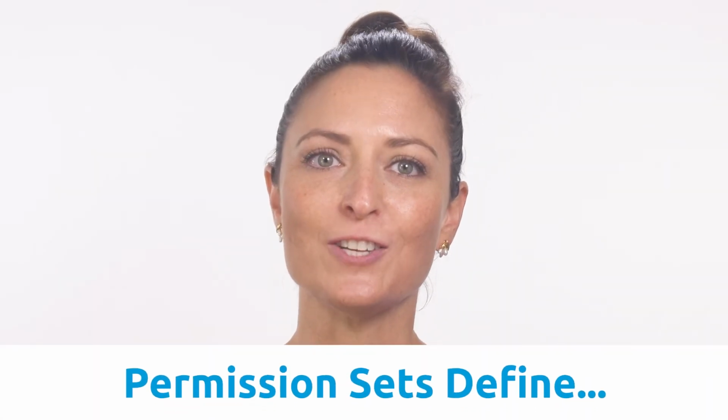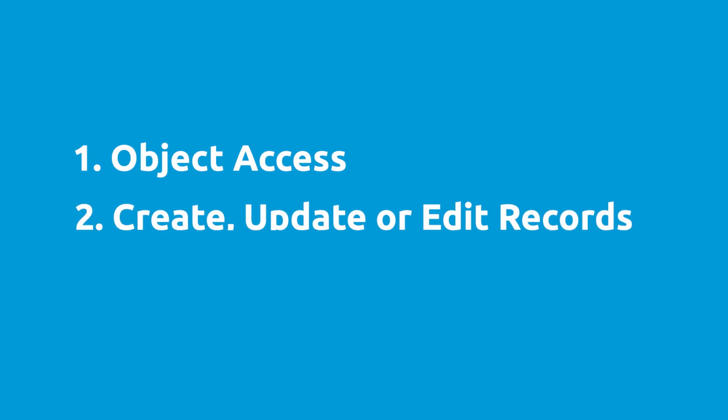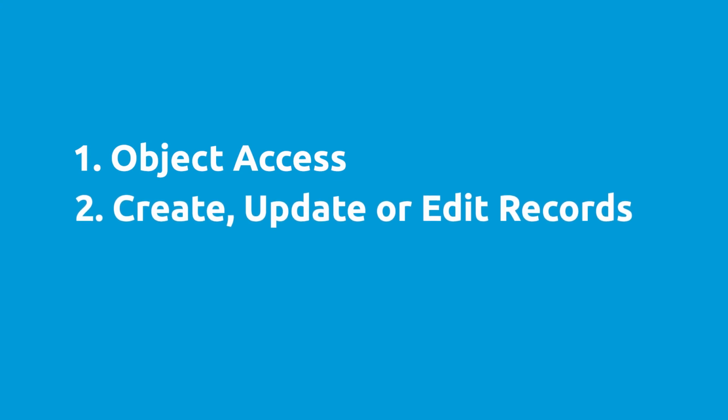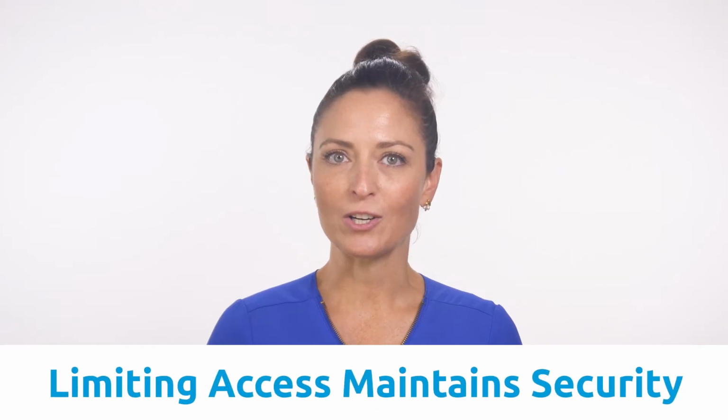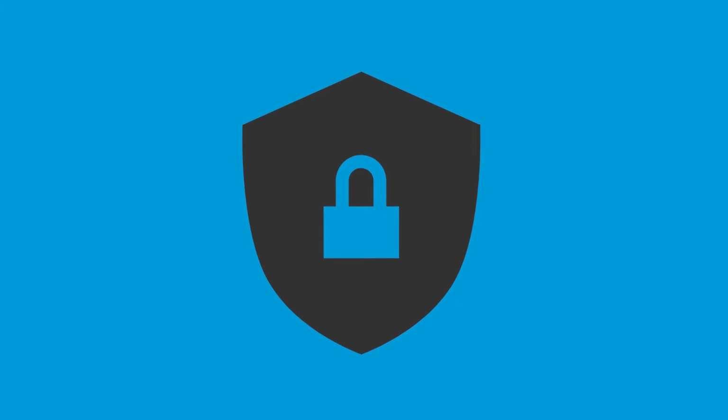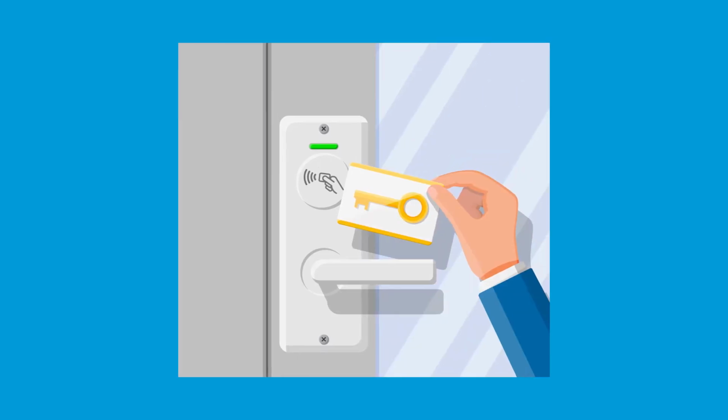Permission sets define a user's object access, ability to create, update, or edit such records, as well as give access to Apex classes and Visualforce pages. Limiting access to your records and objects helps maintain security for your data. Think of a license as a key to the front door of your workplace, while the permission sets are the additional keys that let you into various rooms in the building.